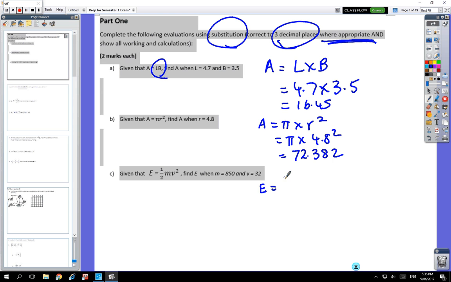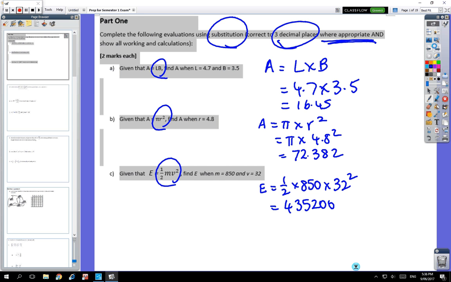Okay, E equals a half times M times V squared. Okay, so this is, again, low-level calculations. Shouldn't take you too long to do these. In a test situation, there's no decimal places. Okay, so you won't get too many like that. Just remember, if there's nothing in between, then you have a time sign.